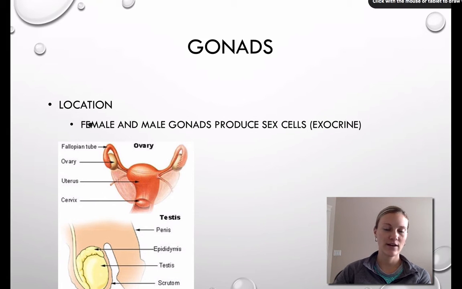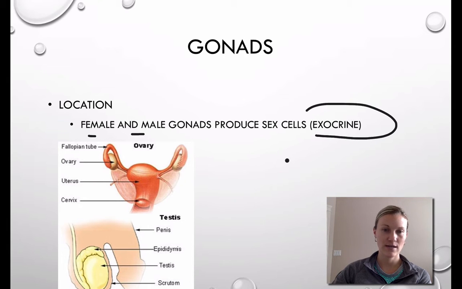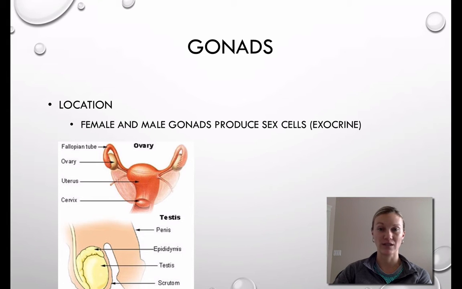And then the next one here are the gonads. So the gonads, they have a couple of different locations depending on whether we're talking about males or females, but the gonads are producing the sex cells, which are actually exocrine. So in a female, you have your ovaries, you have your fallopian tubes, and you have the uterus, and then the cervix. A male will have the testes, which includes the actual testis, the epididymis, and then you have the scrotum, and then this is the vas deferens. So we'll talk about each of those a little bit more specifically when we get to the reproductive system.